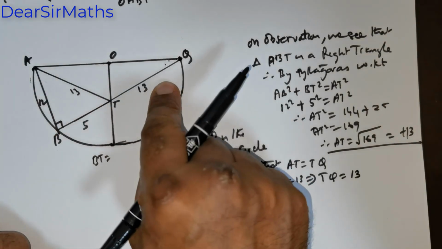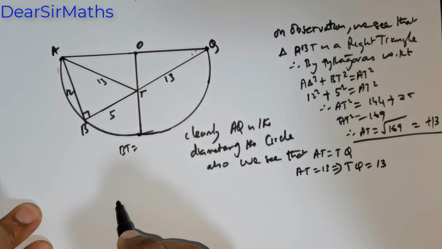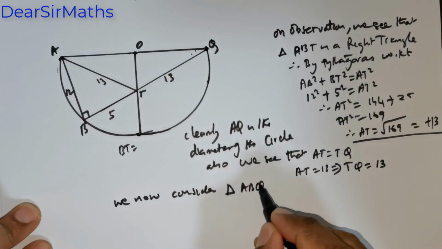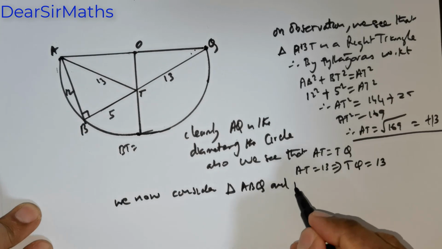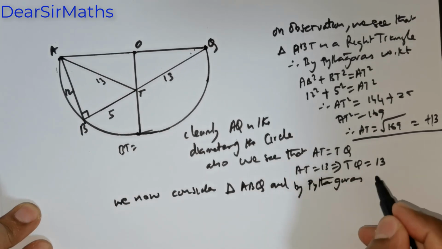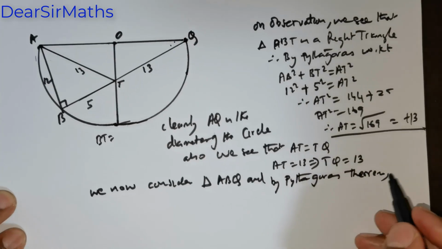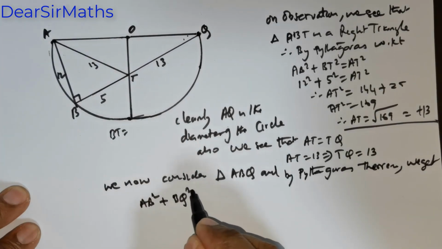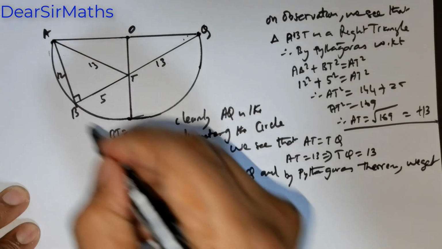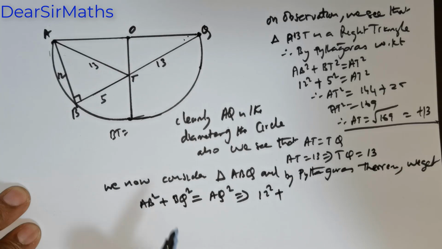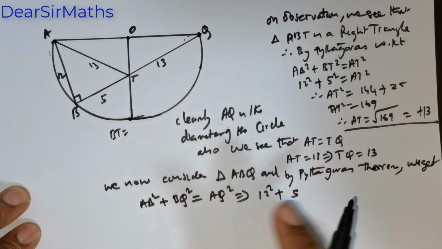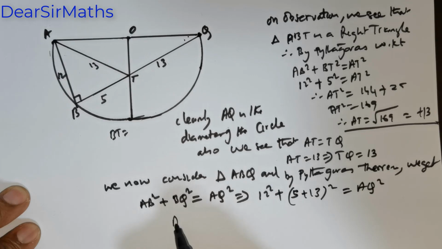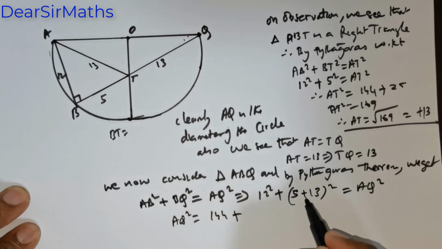Now I would like to apply Pythagoras again. This time we consider triangle ABQ, and you have a 90 degree here, and by Pythagoras theorem, what do we get? AB squared plus BQ squared is equal to AQ squared. So AB squared is 12 squared, and this side BQ is 5 plus 13, that's going to be 18. So 5 plus 13 squared, which is equal to AQ squared. So AQ squared is equal to 144 plus 18 squared.